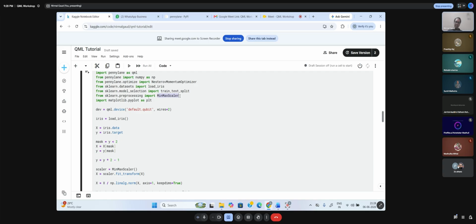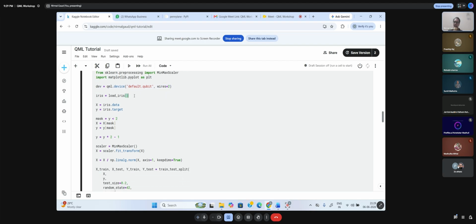So here we have the Iris dataset. The Iris dataset has four features, length and width, and we need to scale them. That is why I'm taking MinMaxScaler. Remember, there are different types of scaling techniques: standard scaler, min-max scaler, robust scaler. MinMaxScaler scales the values between 0 and 1. So here I'm taking MinMaxScaler. Now define a circuit, that is the quantum environment. Take the quantum device, two wires I am taking.